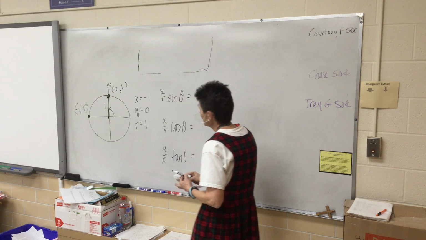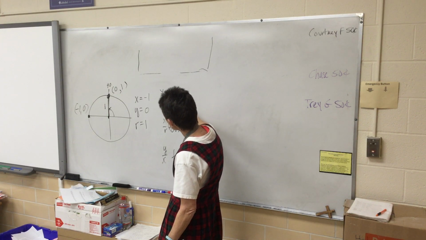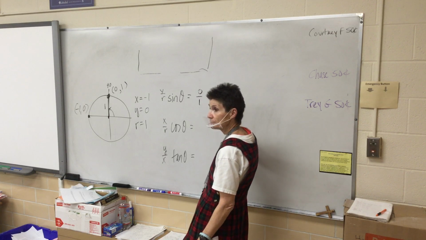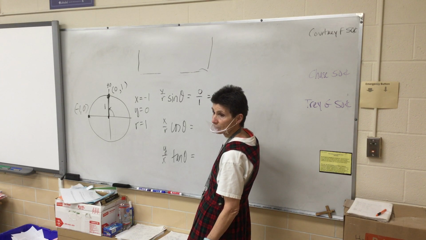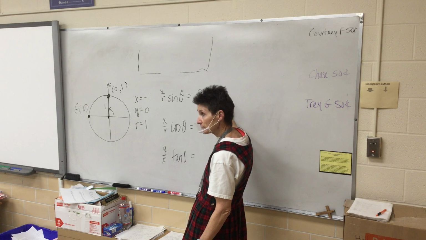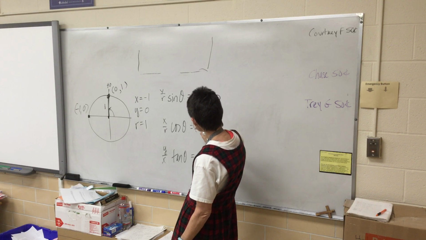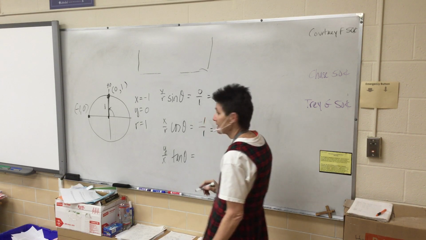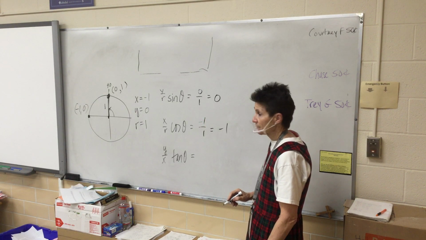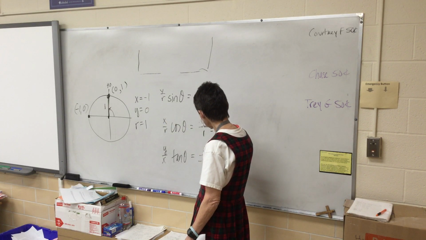So now I'm going to fill in my sine, cosine, and tangent. So sine, remember, is y over r. So that will be 0. Are you paying attention? Not just writing down. You're actually like absorbing, hopefully. Cosine is x over r. So that's -1. And tangent is y over x, which is 0.